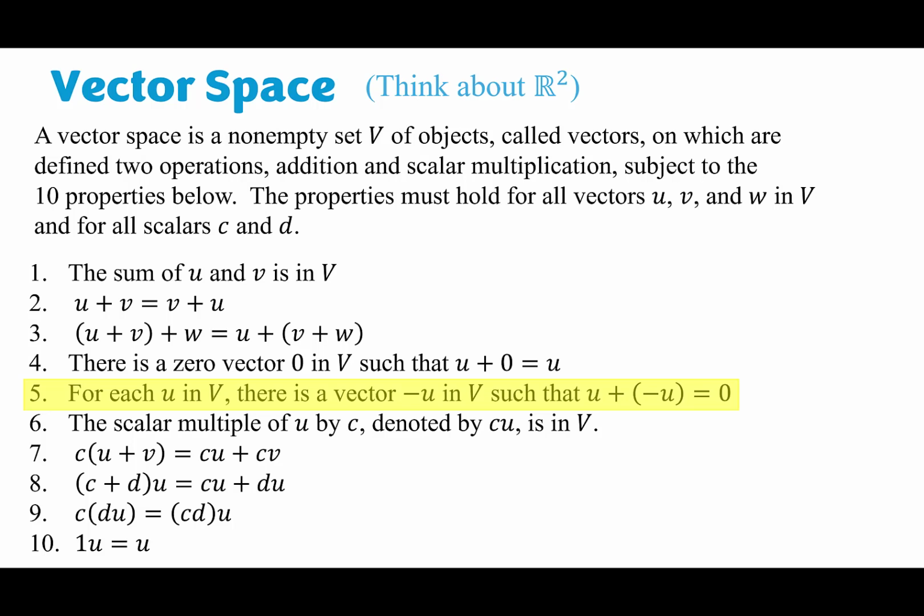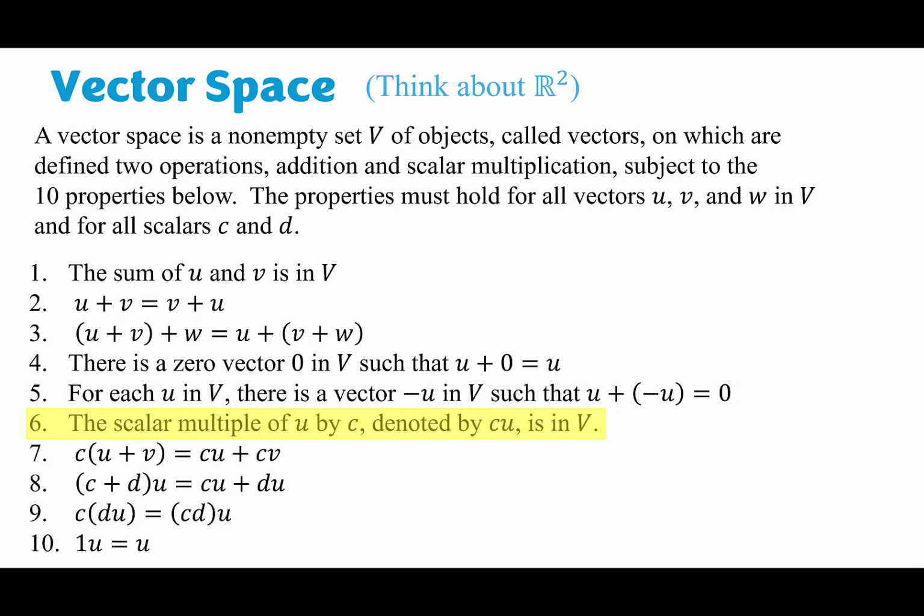So for example, the vector (3, 3) in R2, we know in R2 there's also (-3, -3), and we add those together to get the (0, 0) vector. So R2 definitely satisfies property 5. Property 6, the scalar multiple of u by c, denoted by cu, is in V.